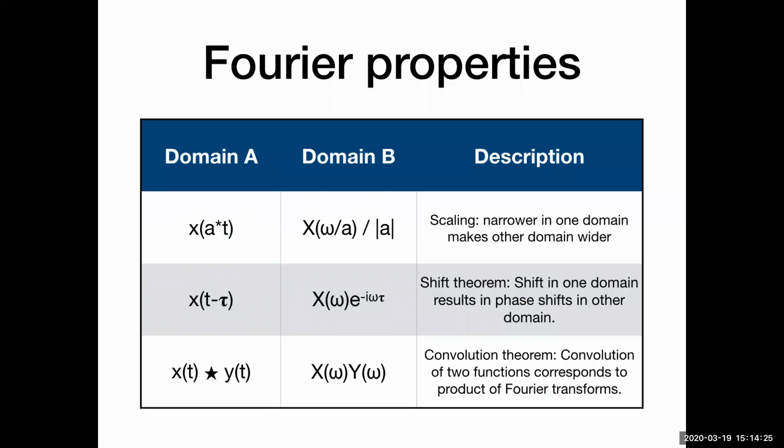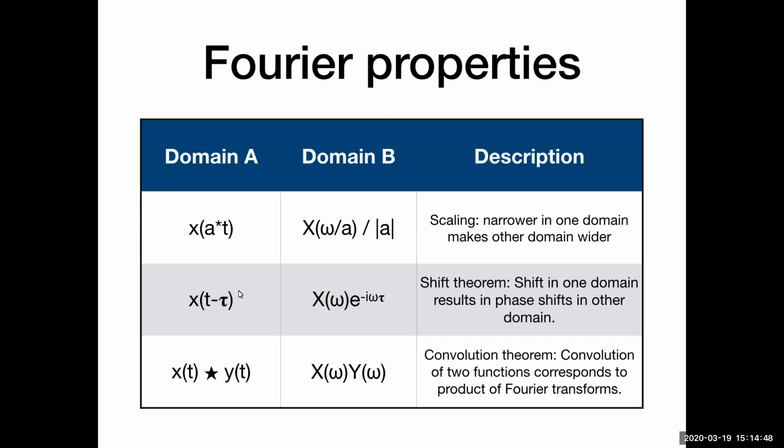There's a scaling law: if you make your function narrower or wider by attaching a multiplicative factor on your time variable, you get the opposite scaling in the Fourier domain. So if you make your function narrower, the Fourier transform gets wider, and vice versa.